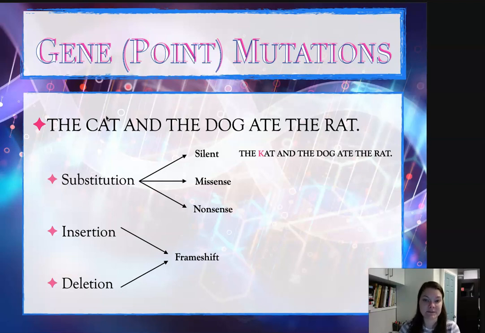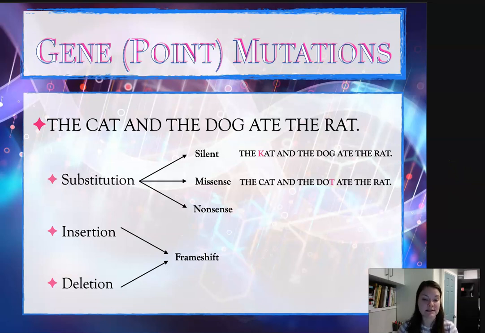A missense mutation is going to happen when one amino acid gets substituted for another because of a change in the DNA. So for example, here, instead of dog, we've got the cat and the dot ate the rat. A little bit of changing of the meaning, but not necessarily huge. And the results of this, the consequences, can really vary. And these are by far the most common types of mutations that you'll see within single genes.